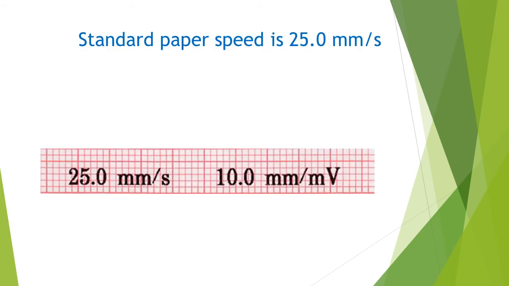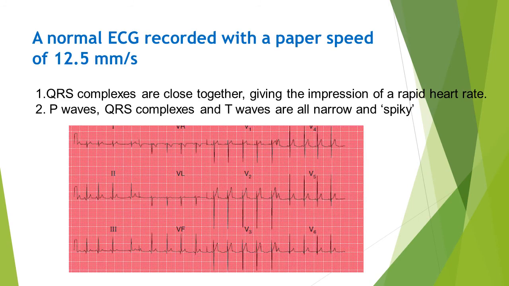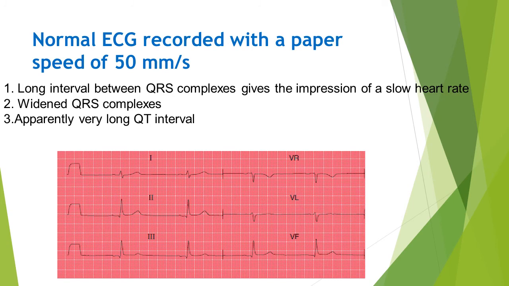And standard paper speed is 25 mm per second. When a normal ECG is recorded with a paper speed of 12.5 mm per second, the QRS complexes are close together, giving the impression of a rapid heart rate. The P waves, QRS complexes and T waves are all narrow and spiky. When the ECG is recorded with a paper speed of 50 mm per second, the long interval between the QRS complexes gives the impression of a bradycardia, and widened QRS complexes and an apparently very long QT interval are seen in the ECG.